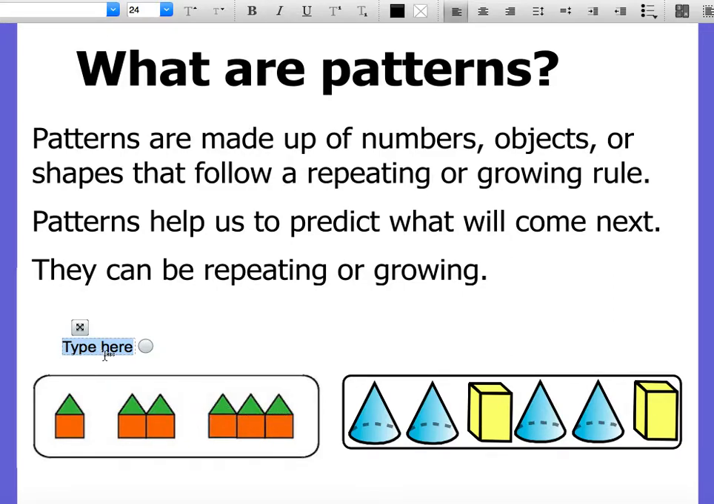So if you said this was a growing pattern, you were correct. This is an example of a growing pattern. All right, good job, guys.